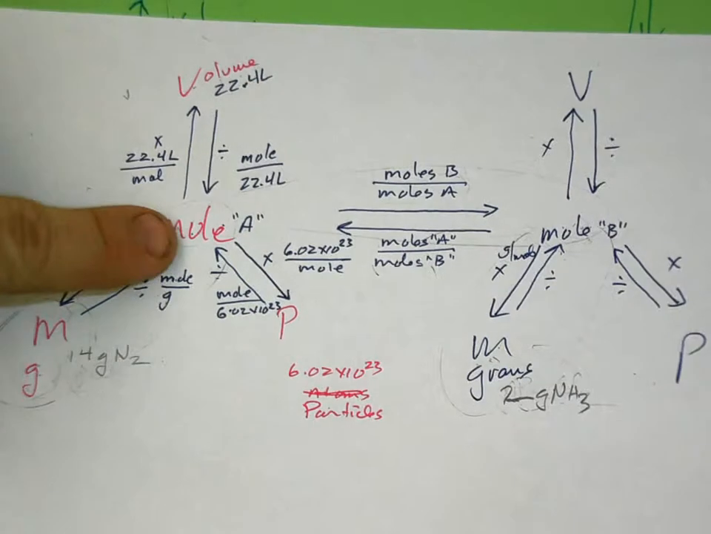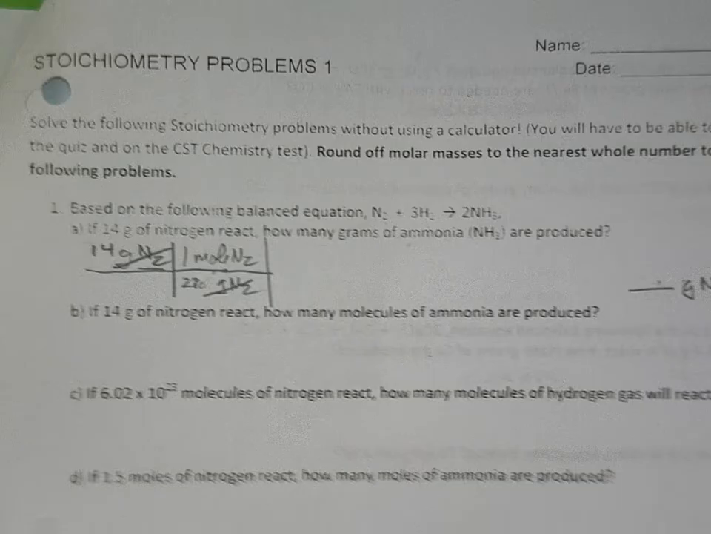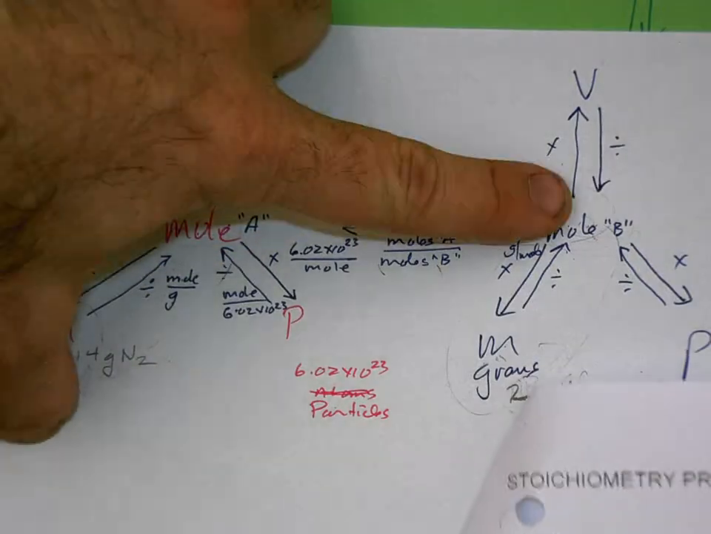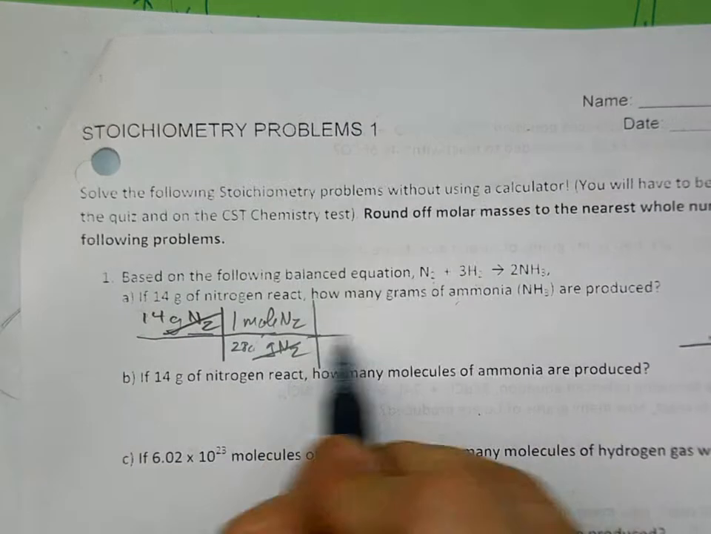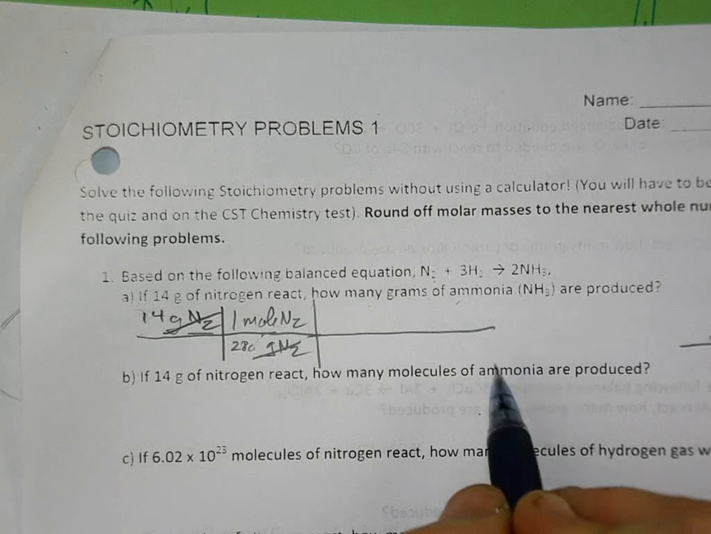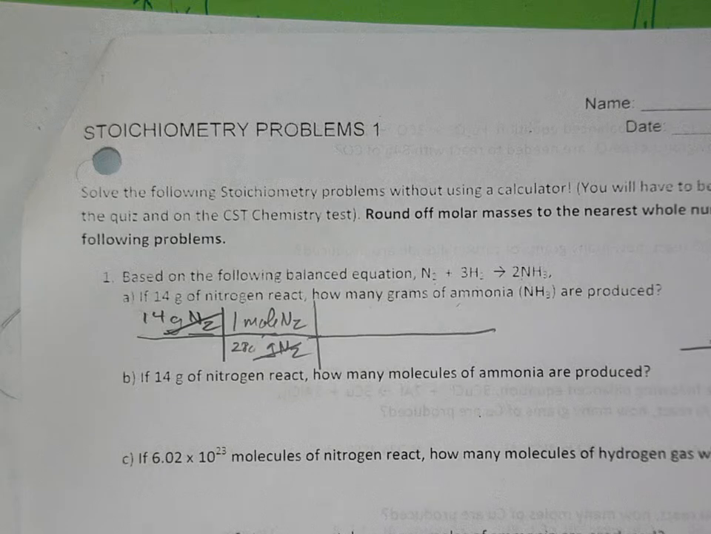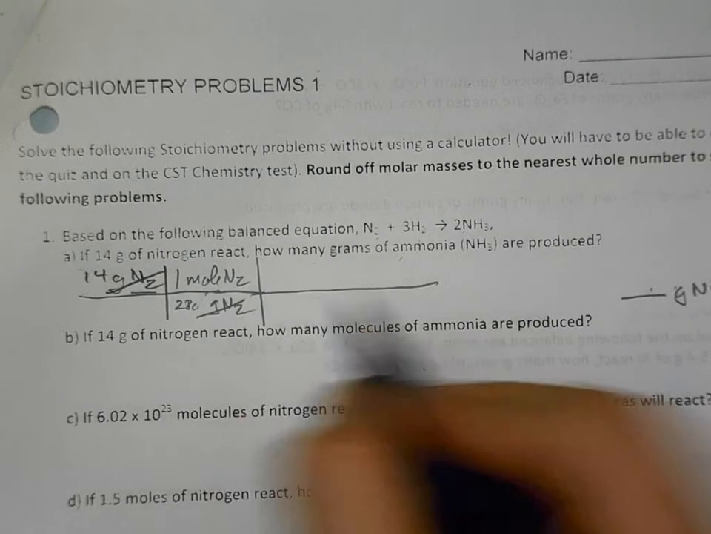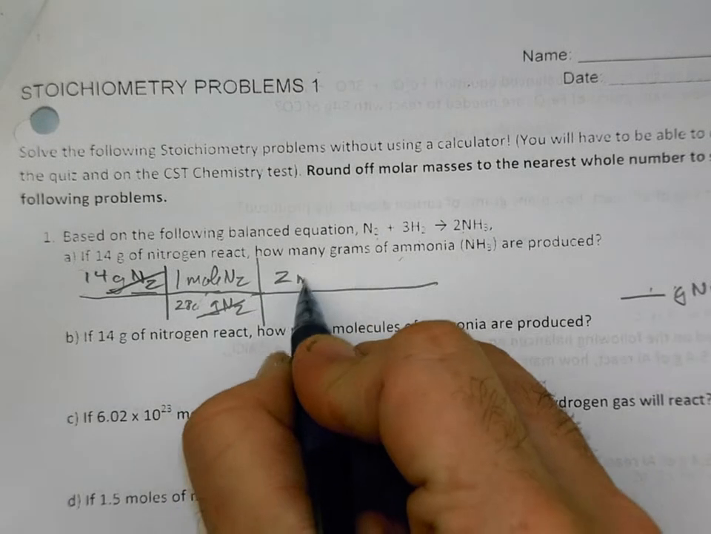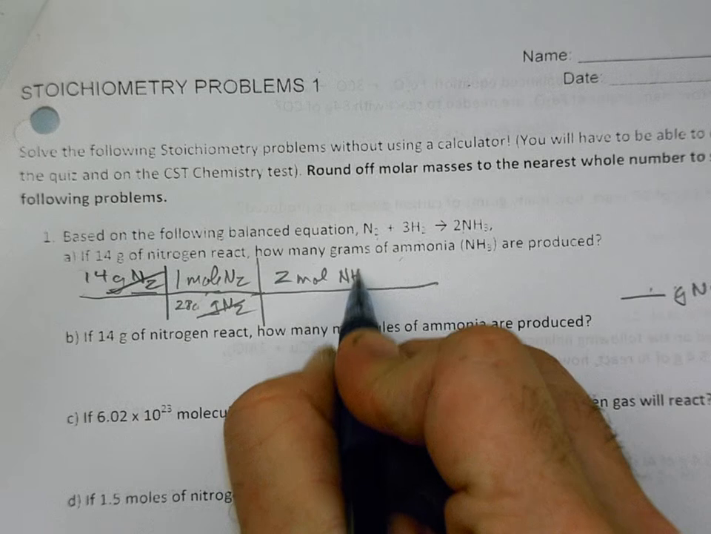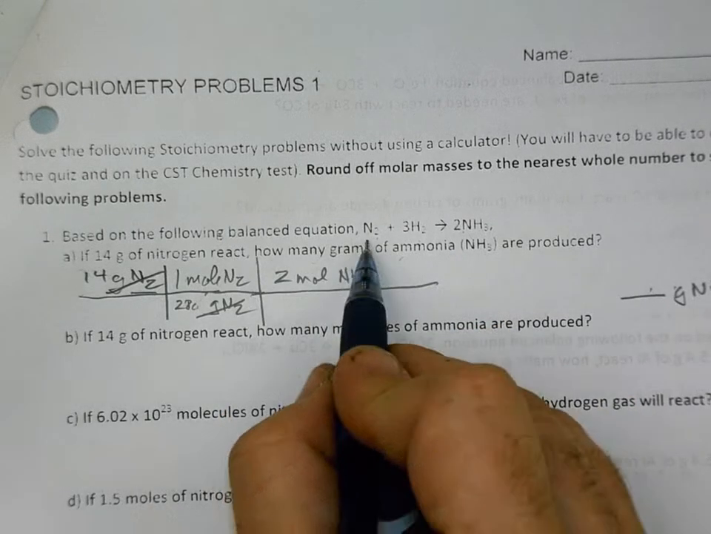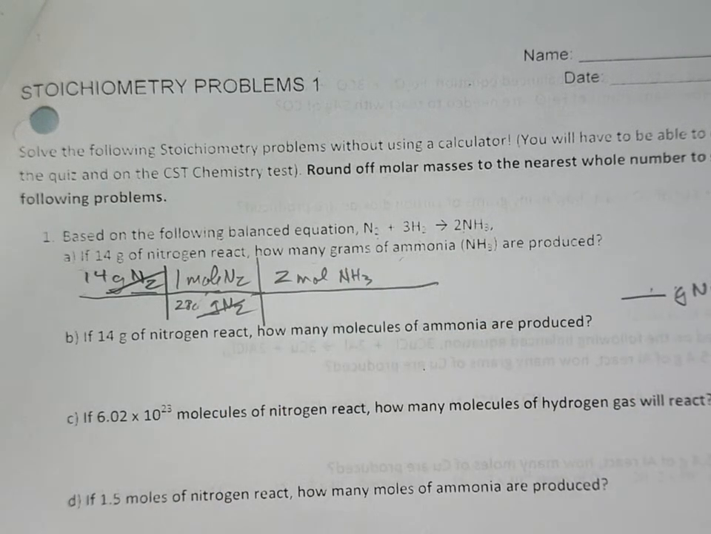On our roadmap, we're right here at moles. We want to now do the mole-mole ratio. We're going, and we wanted moles of ammonia. And on our balanced equation, how many moles of ammonia do we have? We've got 2 moles of ammonia, 2 mole NH3. And how many moles of nitrogen do we have in the balanced equation? 1.